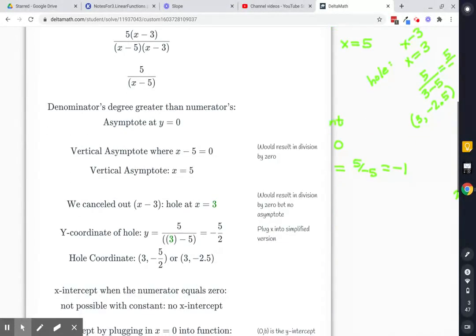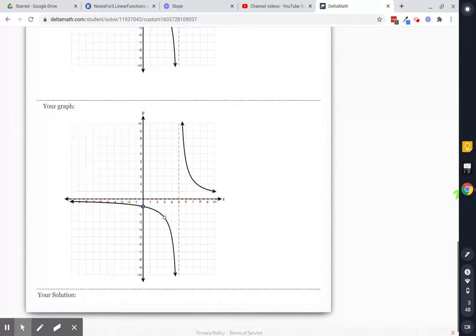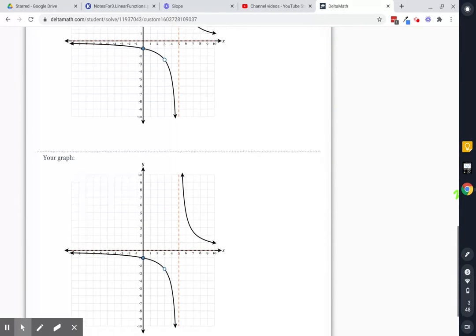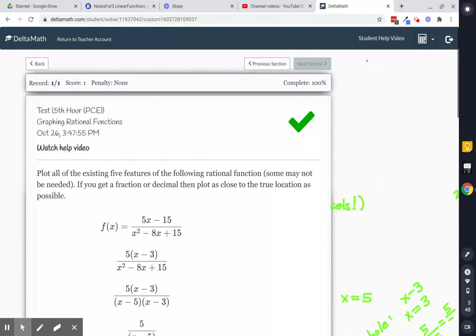And there we go. And then remember, it's going to show me and kind of walk me through all the pieces of information that I walked through with you. Our graphs look outstanding. So that's how we do this particular part of the Delta math.